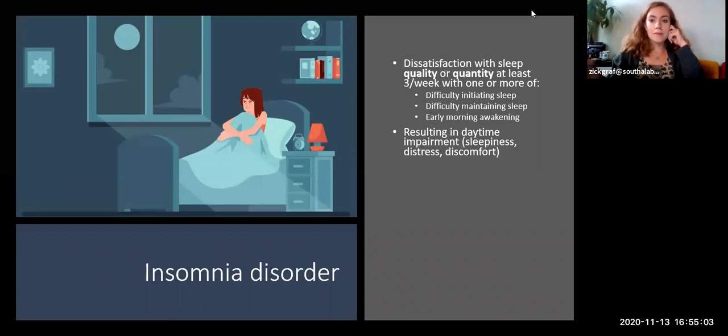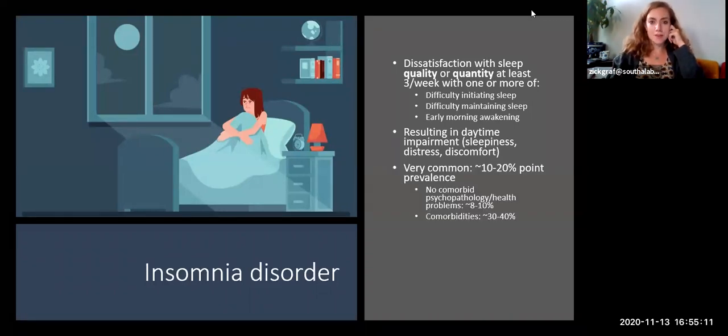When these sleep problems result in daytime impairment, so excessive daytime sleepiness, anxiety and distress about sleep, or physical discomfort and fatigue, that's when insomnia disorder is diagnosed. So insomnia disorder is super common. It's one of the most common forms of psychopathology, really second only to depression and anxiety disorders as a broad category.